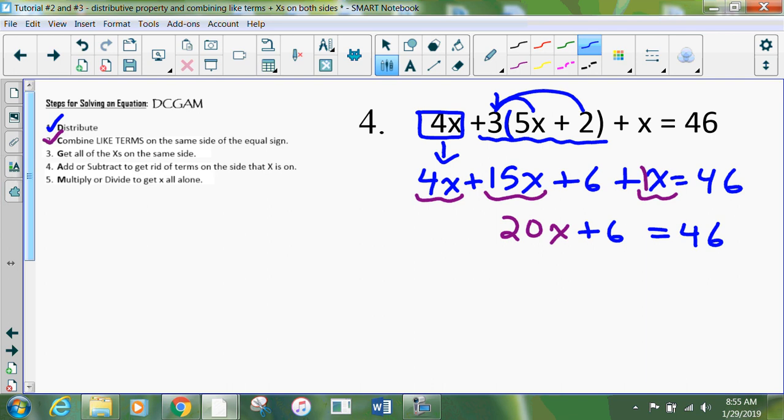And look at this. We're skipping step 3. We're down to a 2-step. Where we subtract the 6 from both sides first, and then divide both sides by 20.